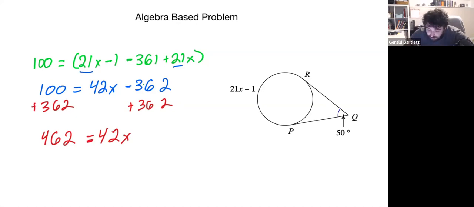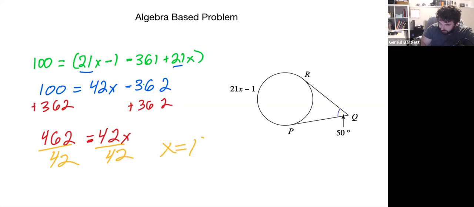So I go ahead and subtract that on through. Last step, I'm going to divide by 42. And I should get that x is 11.